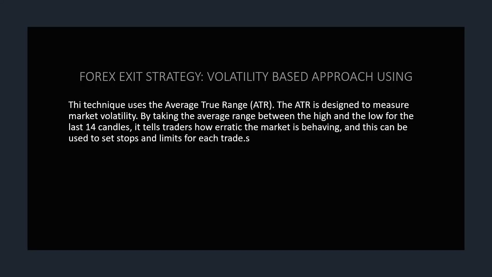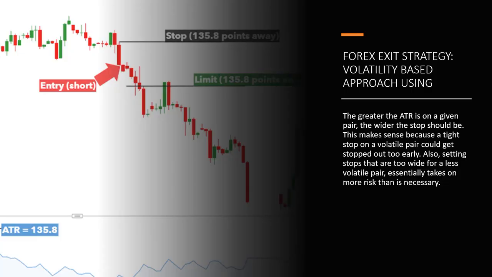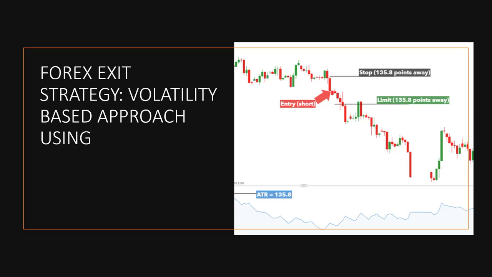There's also strategies based on volatility, as volatility contracts and widens, and you can use indicators such as ATR. The greater the ATR is on a given pair, the wider the stop should be. This makes sense because a tight stop on a volatile pair could get you stopped out too early. But this is really a decision for placing your stop and not placing your exit strategy.